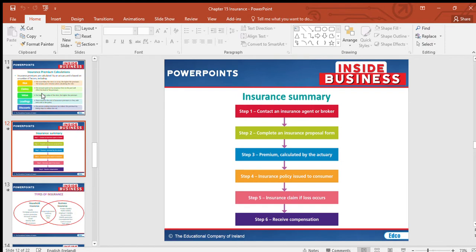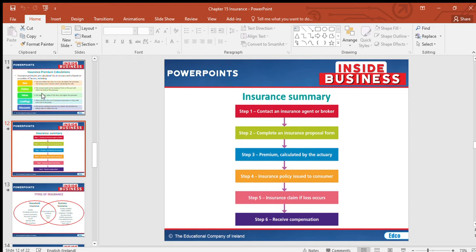Different steps. The first four are to do with actually getting your insurance: contacting an insurance agent or broker, completing the proposal form, which is your application form. You have your premium, which is the amount you pay, calculated again by the actuary, and the policy is then issued to the customer detailing the information regarding their insurance, the legal information regarding their insurance.